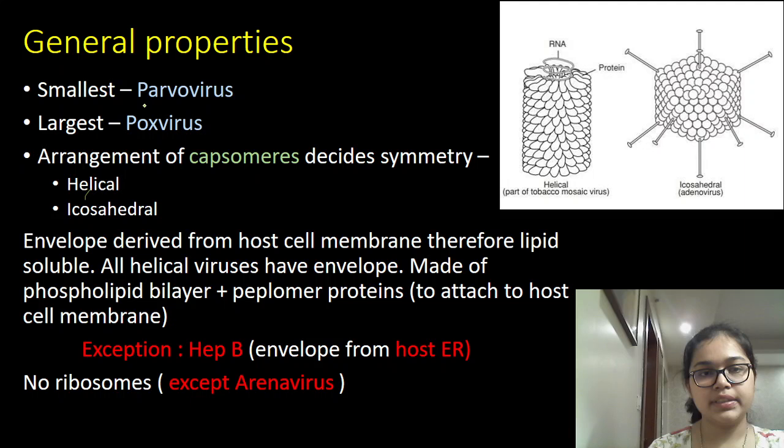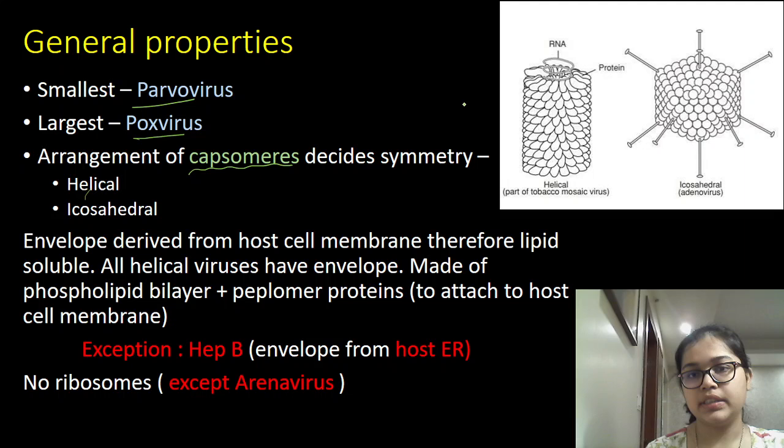So let's start. Now the smallest virus, as you're aware, is the parvovirus. The largest is the pox virus. The arrangement of capsomeres around the genetic material is what decides the symmetry of the virus. Symmetry can either be helical like this one or icosahedral like this one.